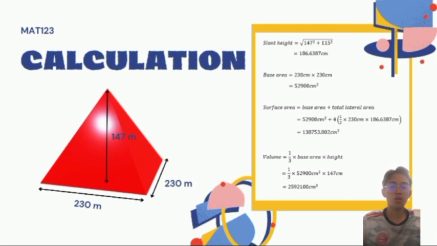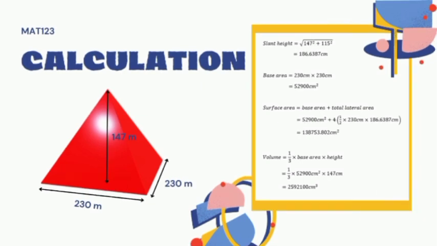So now lastly, we're going to be calculating the volume for the pyramid. The formula is 1/3 multiplied by the base area and multiplied by the height. So it's 1/3 multiply 52,900 and multiply 147. So the final answer for the volume is going to be 2,592,100 cubic meter. So that is the final answer for the volume.